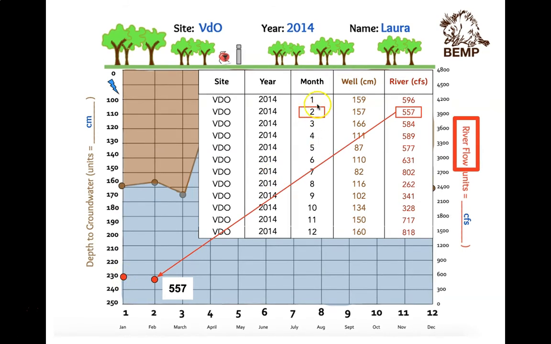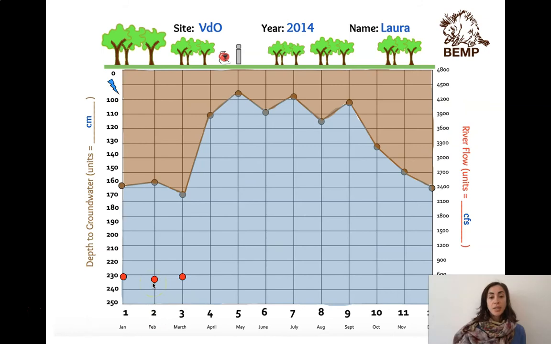So in February, in month 2, we have 557. So again, you go back to this y-axis, you find the 557 more or less. And in month 2, which is February, that's where the data point would go. And so forth, you're going to continue to do that for each of the months.